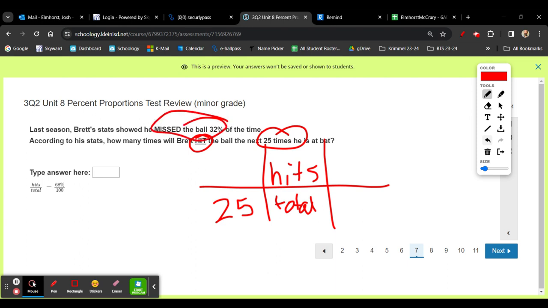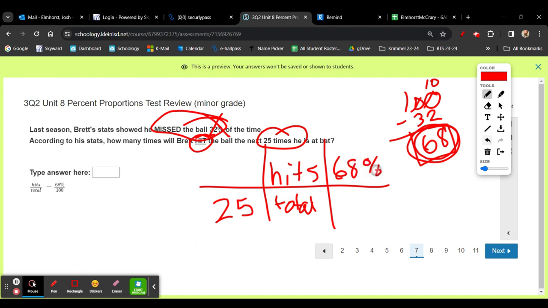Now, the given information above says Brett misses the ball 32% of the time. It doesn't say how many times he gets a hit, but within that, if he's missing 32% of the time, that means he's hitting the ball 68% of the time. So these are the misses, these are the hits. 68% out of 100. And you can cross multiply, divide by 100 to help you solve for the number of hits.